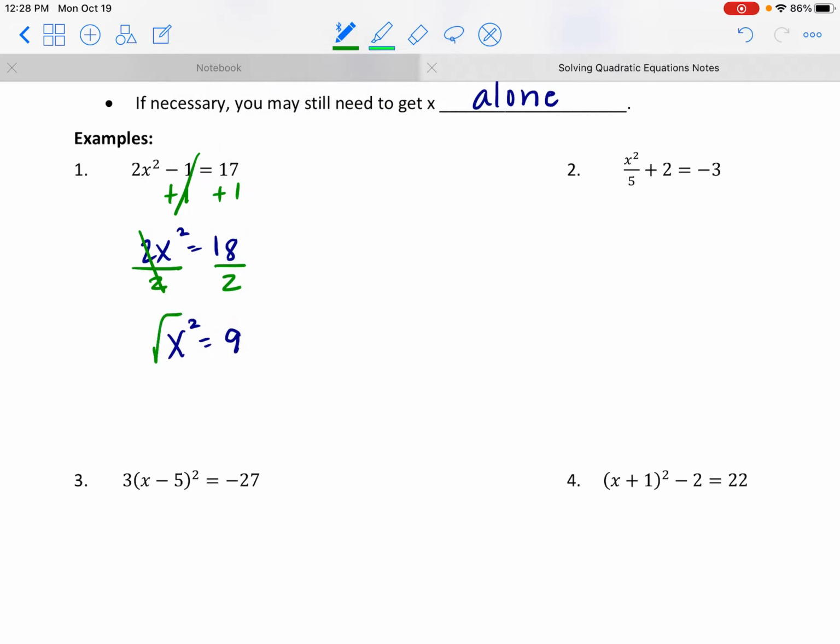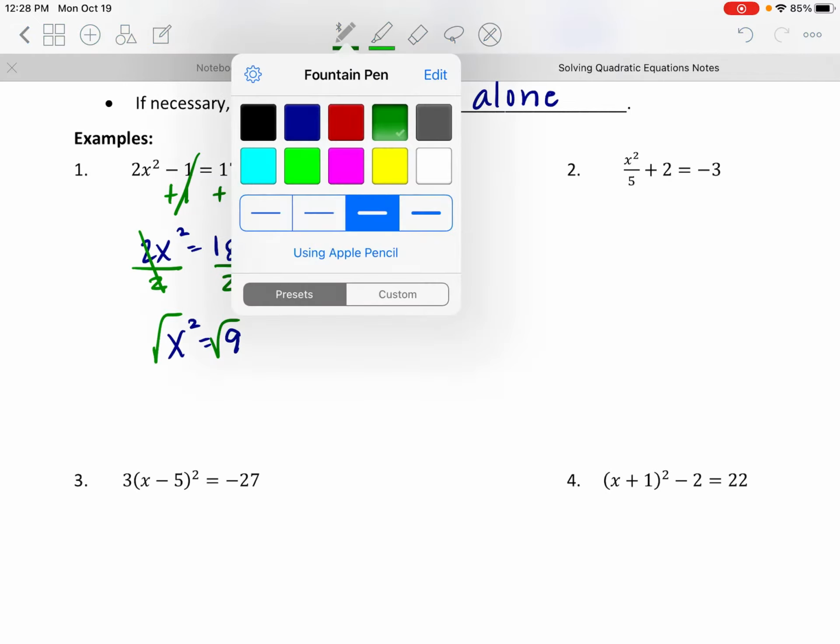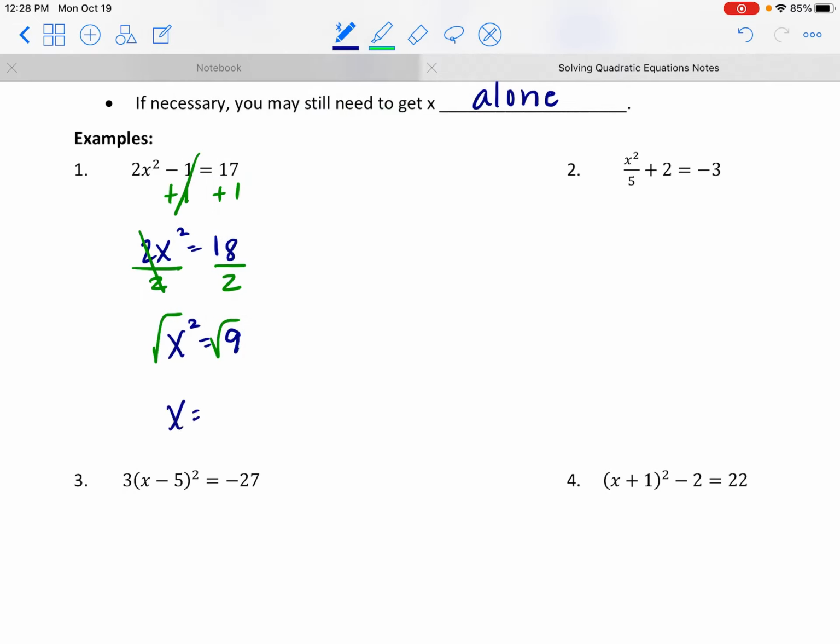So I'm looking for what number squared makes 9. If I square root both sides, I can see x is going to be equal to, well, remember the square root of 9 is 3, but what number squared makes 9 would be a positive or a negative 3. So those are our two real and rational solutions.